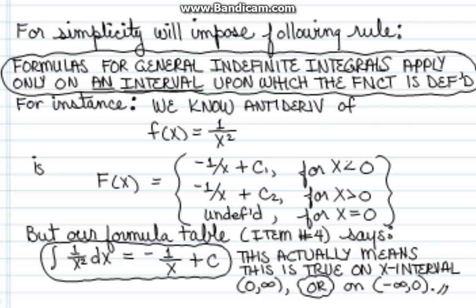So our formula table, item number 4, simply says the integral of 1 over x squared dx is equal to the antiderivative, negative 1 over x, plus c. Well, you just have to understand that this answer actually means that it is true on the x interval upon which the function is defined, from 0 to infinity, or on the interval of x values from negative infinity to 0. That's all I'm saying. That's understood in the table.